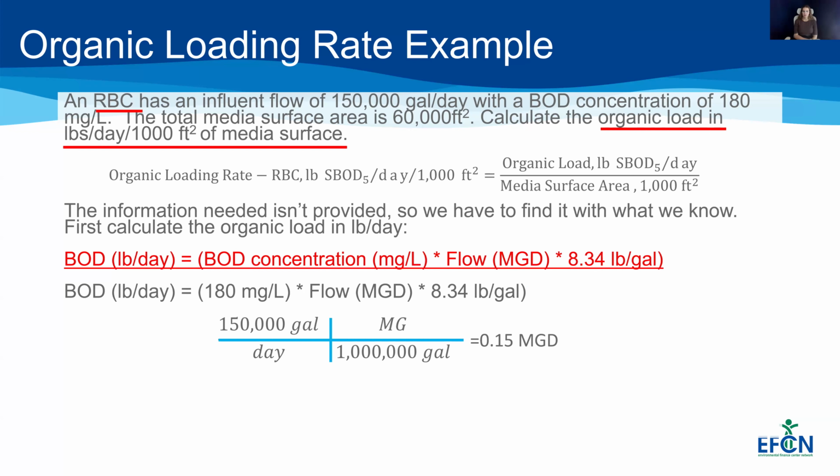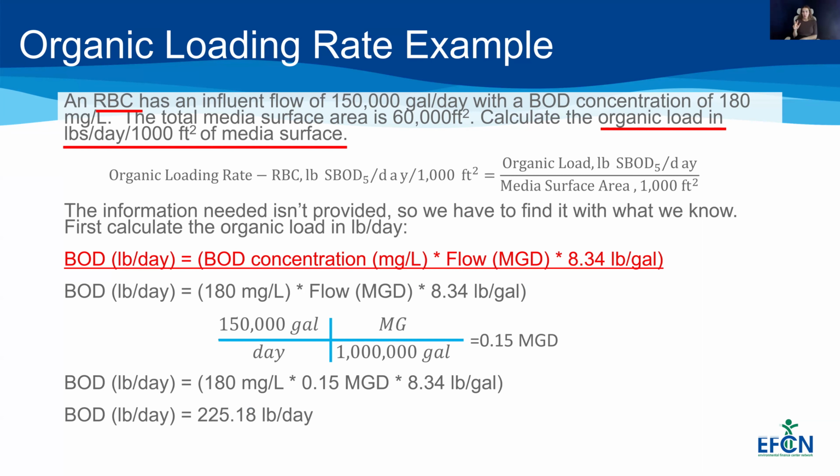All right, so it looks like most of us got this again. As you can see, all we simply do is plug the 0.15 MGD into the equation above. So our BOD loading is equal to 180 milligrams per liter multiplied by a flow of 0.15 MGD times the conversion factor of 8.34 pounds per gallon. And just like most of us answered, we'd have 225.18 pounds per day. So this one is one where we just multiply across and make sure the units are correct.